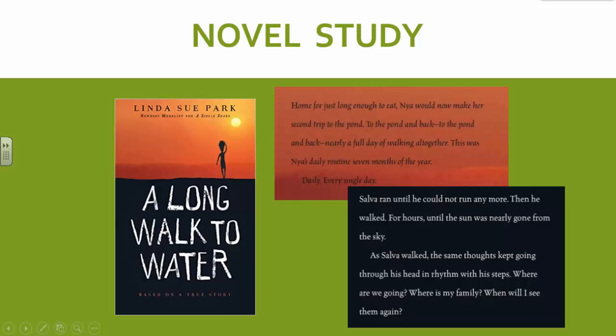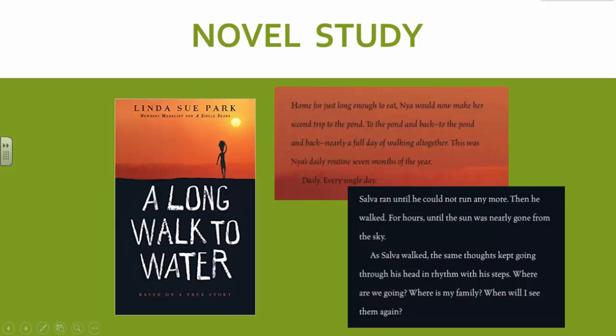First, let's look at the novel A Long Walk to Water, based on a true story. This novel was written by Linda Sue Park based on the real-life remembrances of Salva Dut. This novel follows two children in the land that is now South Sudan. Nya, the young girl, tells her story of walking to collect water for her family.